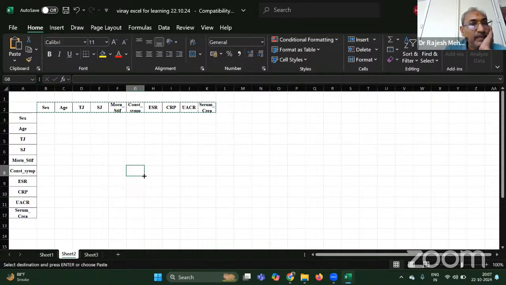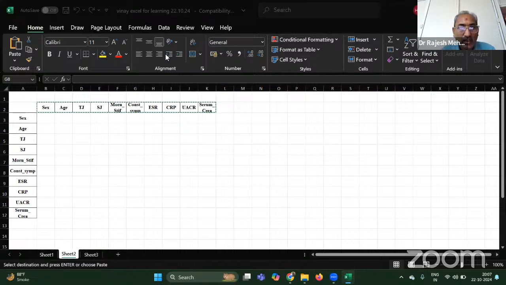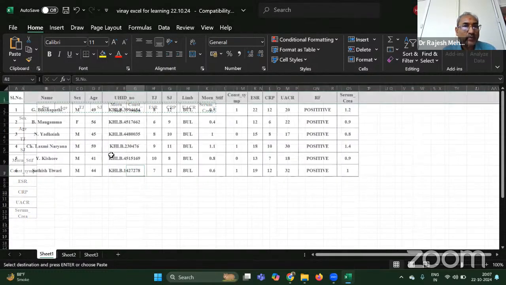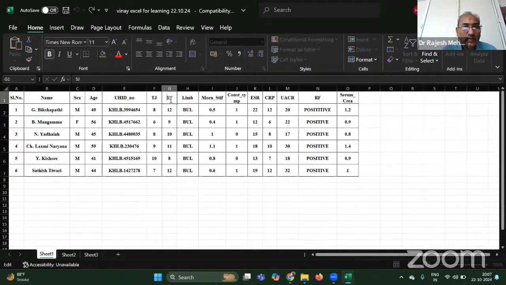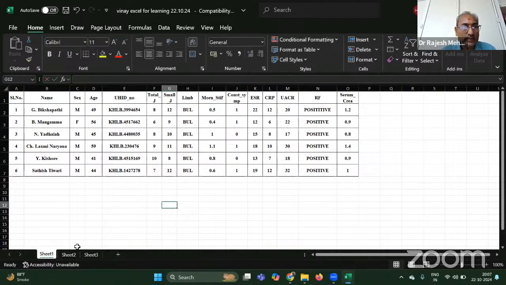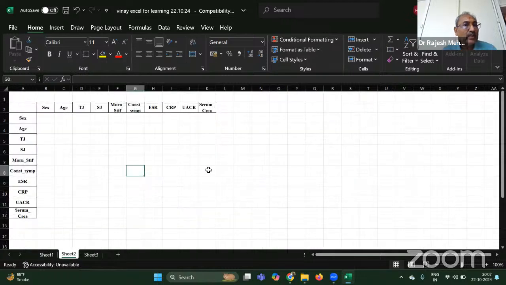Now, the total number of variables is 10. How many small joints? TJ means total joints. Okay, so this is small joints and this is total joints. But what does it mean, 8, 12, 9? What is that? You should tell us that also. Now, because these are 10 variables and these are the 10 values.